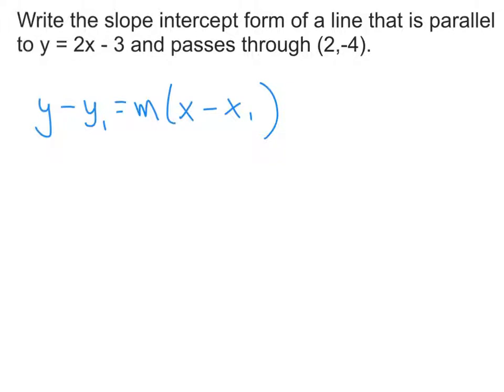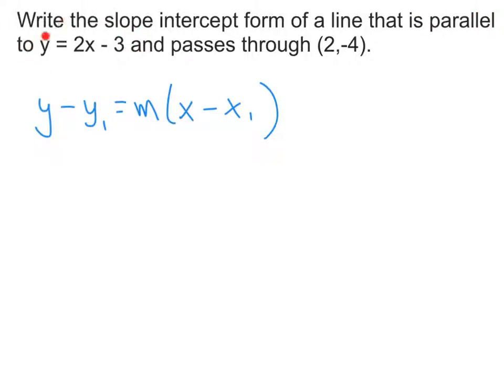Last example here, we want to write the slope-intercept form of a line that is parallel to a given line and passes through the point 2, negative 4. So we have to recall what we know about parallel lines. Parallel lines have the same slope. So as soon as they tell you that it's parallel, what that really means is our line is going to have the same slope as this line.